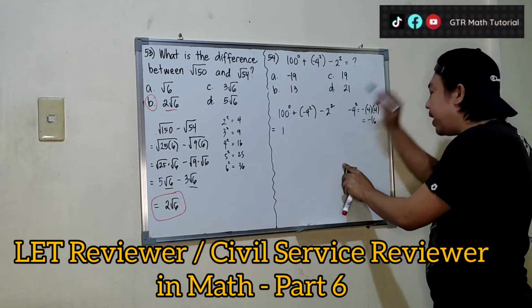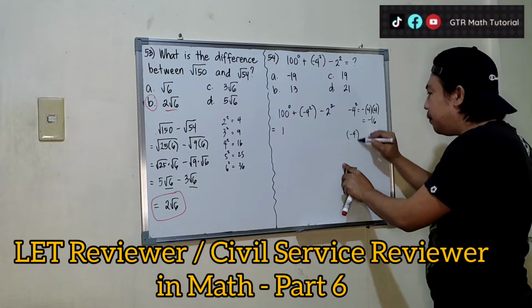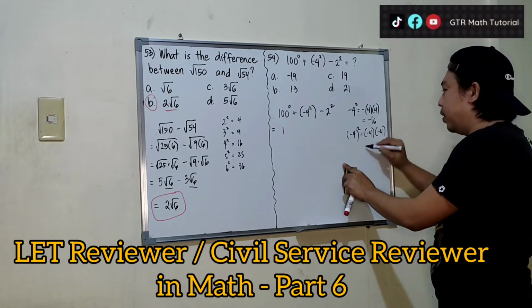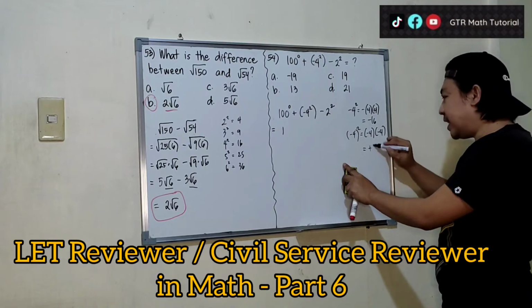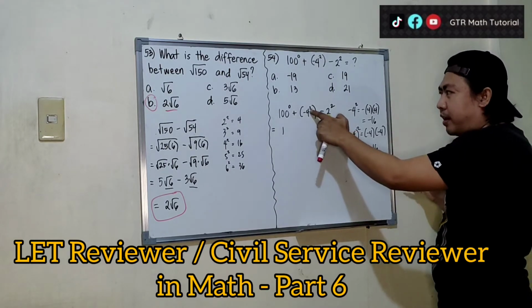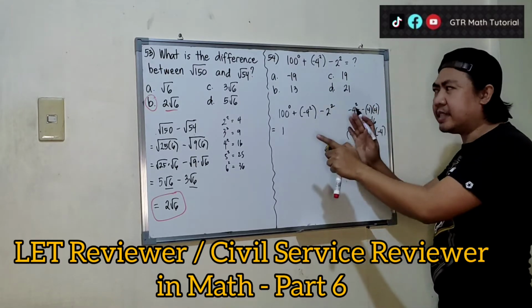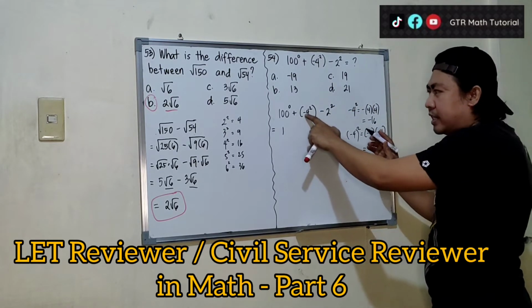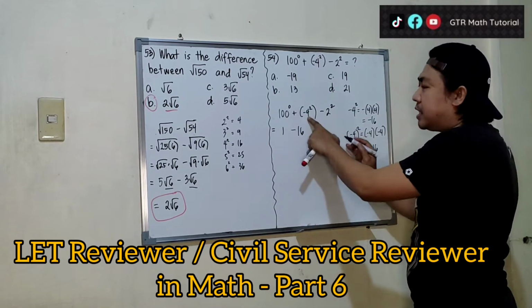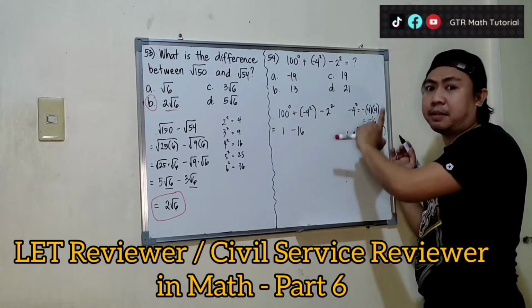Kapag naman yung square ay nasa labas, so we have negative 4 square. So ito ay negative 4 times negative 4, which is equal to positive 16 or simply 16. So tingnan nyo mabuti yung square. So yung square nasa loob ng parenthesis, so therefore the answer to this is negative 4 square, that is negative 16. So negative 16, then we have positive, so negative 16 pa rin.